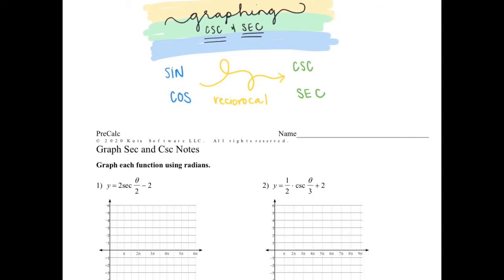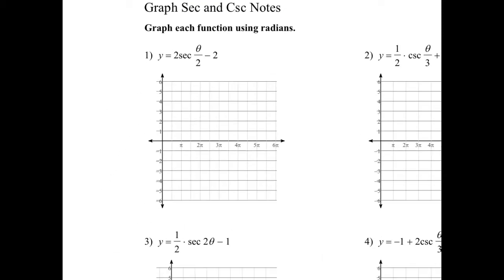So taking a look at these four examples here. Secant corresponds to cosine. Remember, C's go to S's. So what I want to do is graph everything we know about cosine. My amplitude is 2, my period is 2 pi over 1/2, which is 4 pi, and I have a vertical shift down 2. So let's draw all that in there.